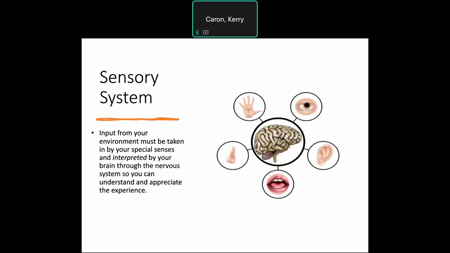The sensory system. Basically, we spent the last chapter learning about input and output, motor and sensory neurons in the nervous system. This is really honing in on the input from the environment, and as the brain can interpret the information being sent to it. So the nervous system has input, afferent, sensory neurons that bring in information, and the sensory system helps the brain understand and appreciate the experience.